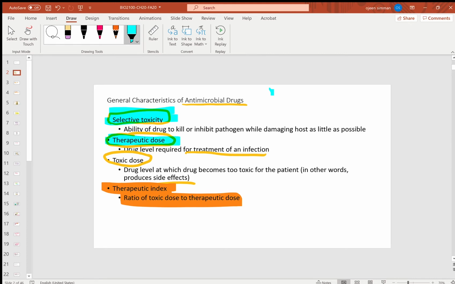Therapeutic dose. This refers to the drug level that is required to treat an infection. Toxic dose is the drug level where the drug becomes toxic to the patient, meaning it starts to produce side effects. Therapeutic index, this is the ratio of toxic dose to therapeutic dose. So these are important terms. Any questions on the slide?